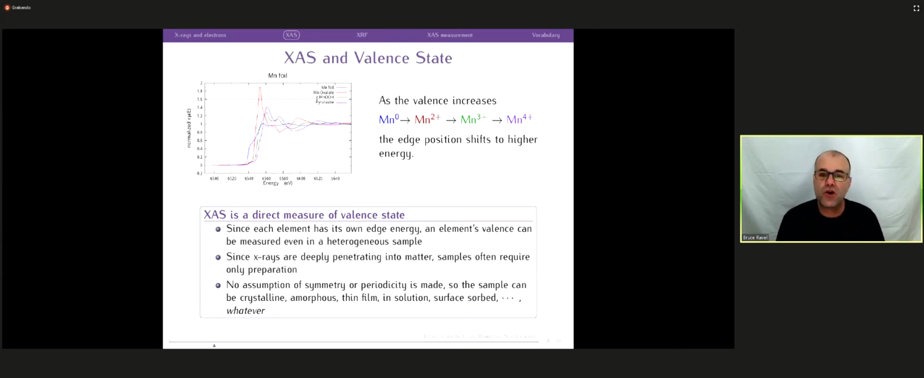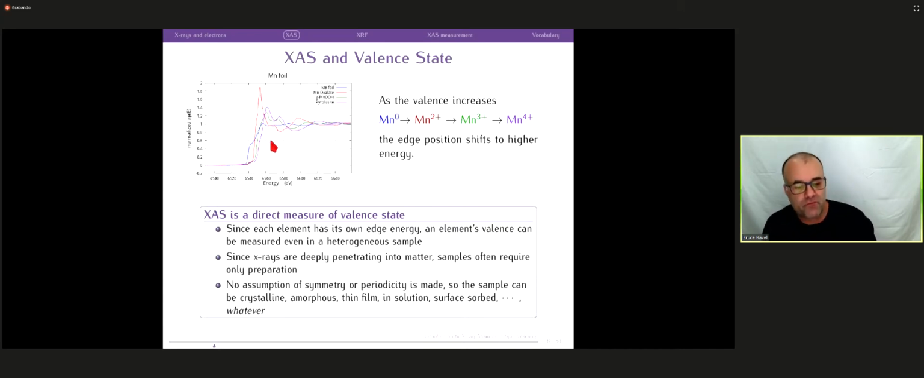What I am showing you here are four spectra measured off of materials that contain the element manganese. The blue one, which is the one that starts turning up farthest to the left, is manganese metal, and it starts turning up at 6539. If you remember from several slides ago, 6539 was the tabulated number that I gave you for the binding energy of an electron to a manganese atom.